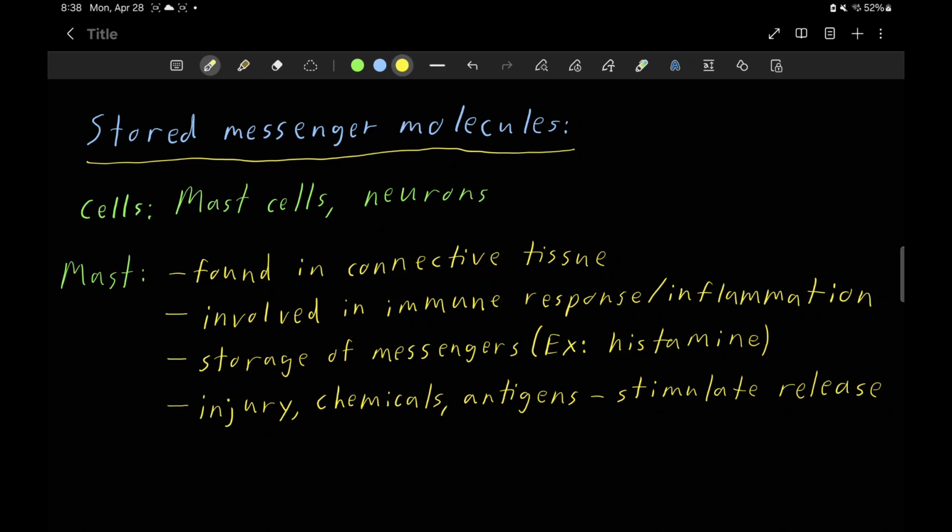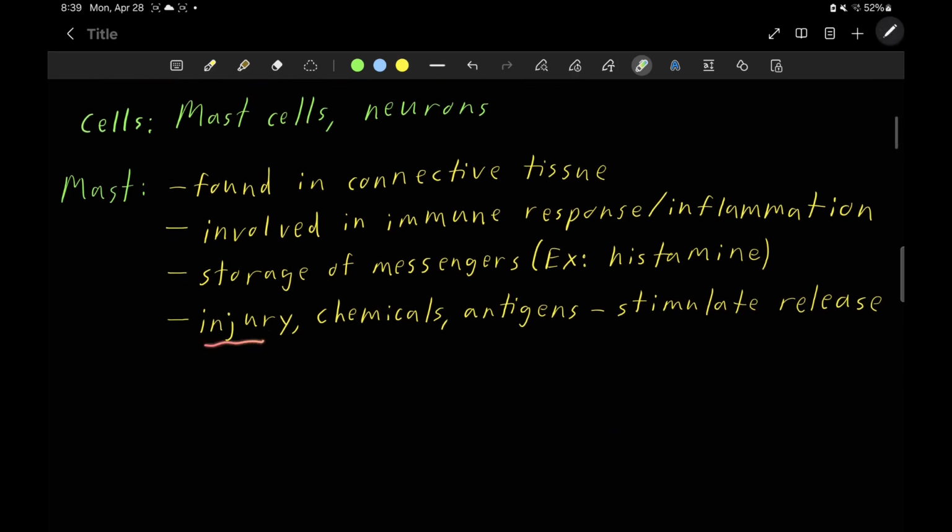Okay, so messenger molecules can be stored in a few different types of cells. One type of cell is called the mast cell. Mast cells are cells found in connective tissues all throughout the body. And they're involved in immune responses and inflammation. They're basically storage cells. They store messenger molecules such as histamine and other messenger molecules that are related to immune responses and inflammation. So things such as injuries, different chemicals, or antigens.